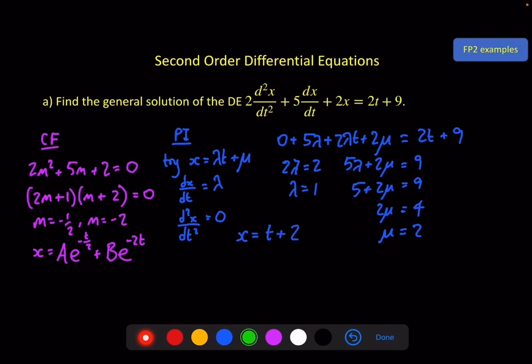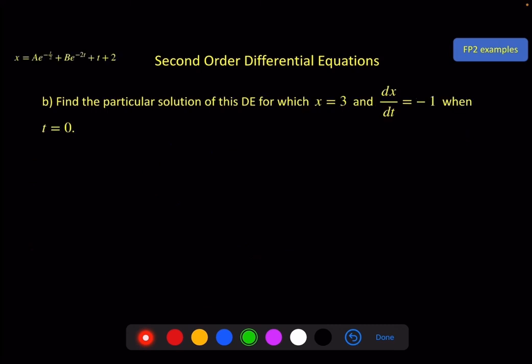The general solution then, as usual, is the complementary function plus the particular integral. In this case, x is equal to ae to the minus t over 2 plus be to the minus 2t plus t plus 2. And that is the general solution in part A. Part B, we're applying our boundary conditions. Here's the general solution up here. And here are our boundary conditions. X equals 3 and dx by dt equals -1 when t equals 0.